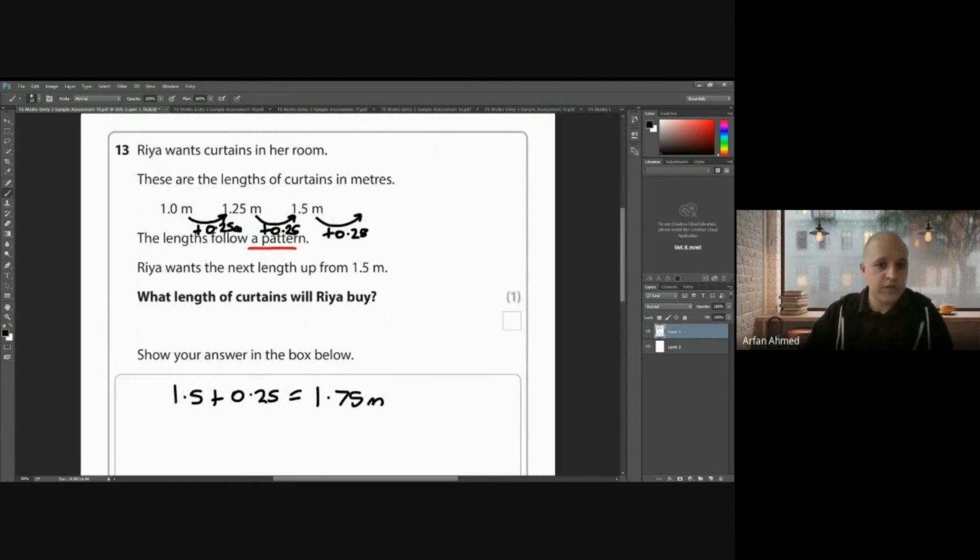If you're not sure what it's going up by, you can just work out the difference between them. Just take them away. Just do 1.25 take away 1. It's always going up by the same amount for these. Let's move on. Question 14.